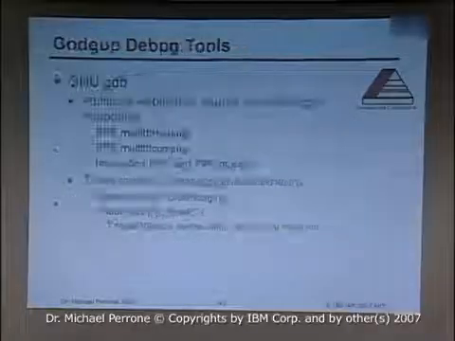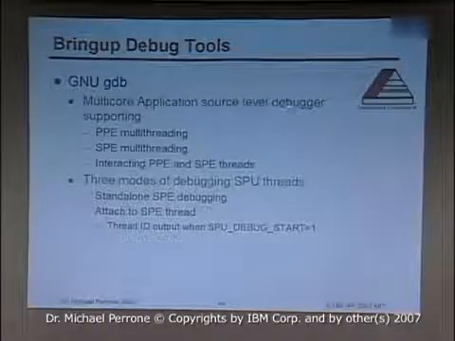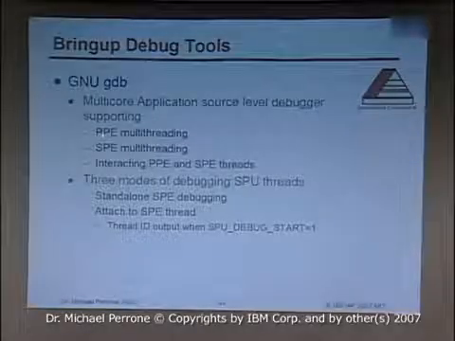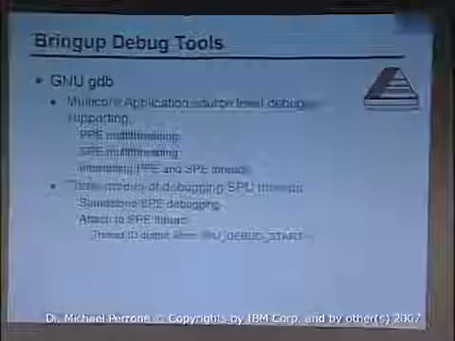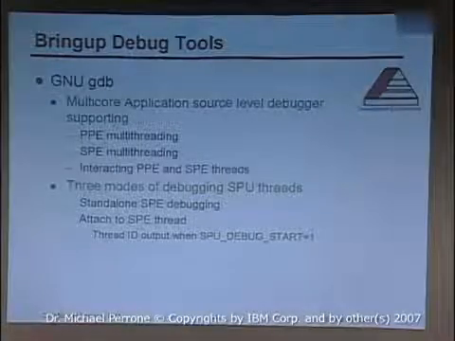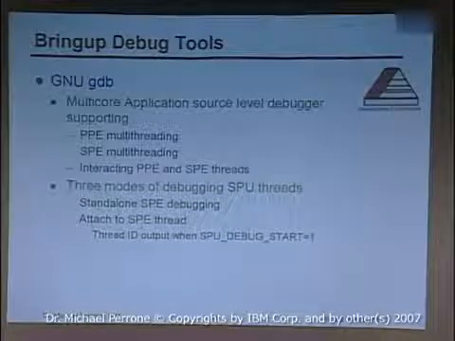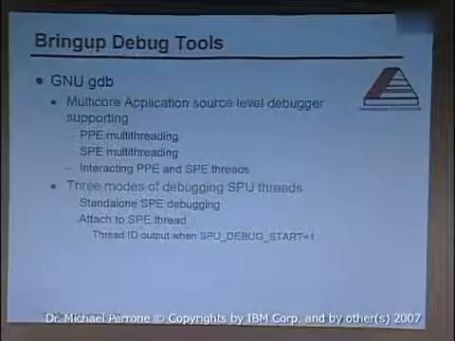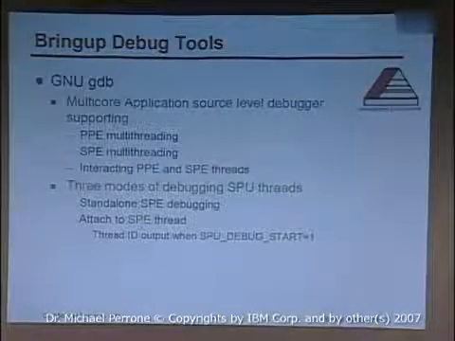And I recommend that. There's a debugger, which provides application source level debugging, PPE multithreading, SPE multithreading, the interactions between these guys. There are 3 modes for the debugger: the standalone and then attached to SPE threads. That sounds like 2, doesn't it? That's problematic.